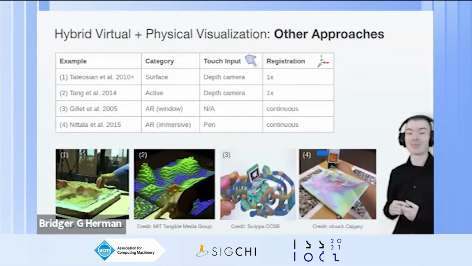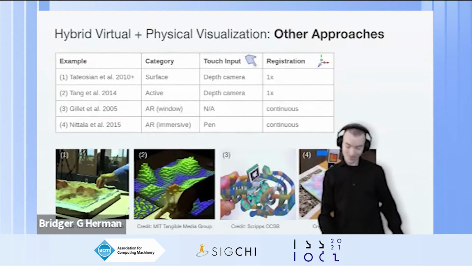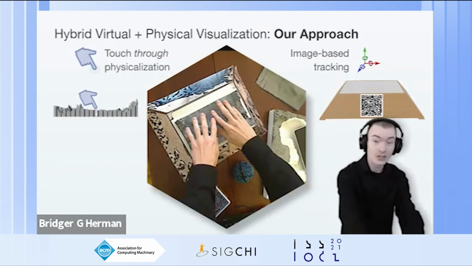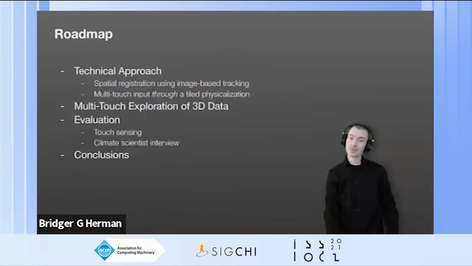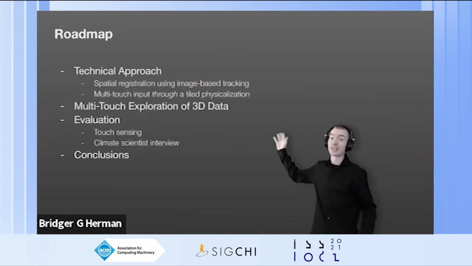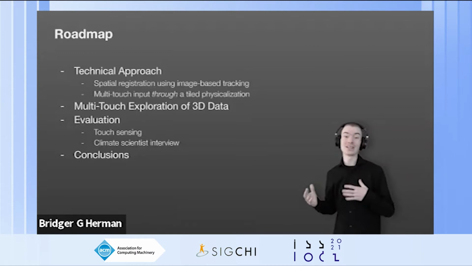And lastly, Planwell also uses continuous image-based tracking and a pen input device to select points on an immersive AR visualization. So our approach to these two challenges is to sense touch through the physicalization and to register the virtual and physical world using image targets affixed to an optimized tracking base. For the remainder of this talk, I'll go into some detail on our approach for addressing these requirements, and I'll demonstrate the approach as applied to exploratory visualization techniques, as well as sharing the results from a couple of evaluations.